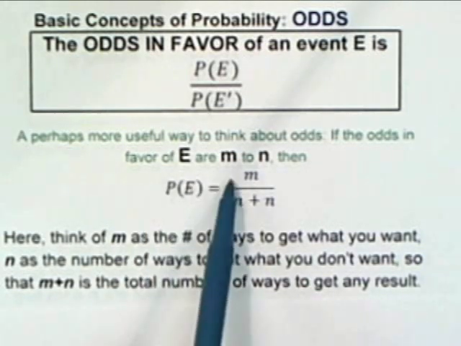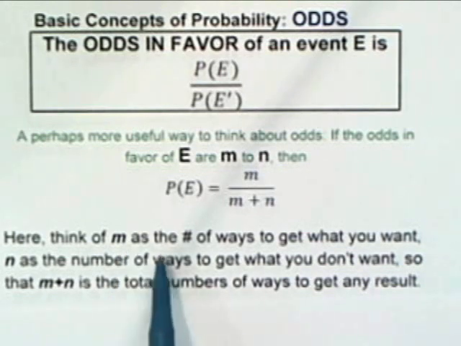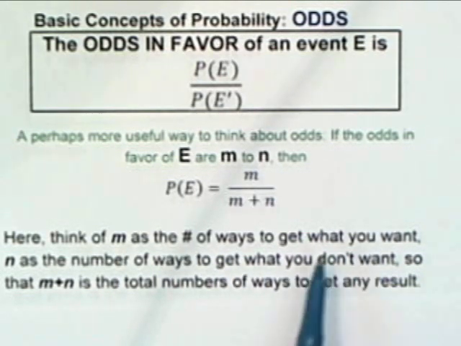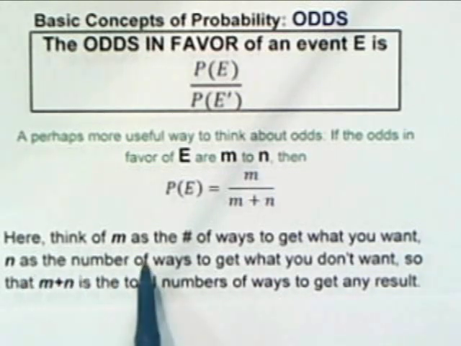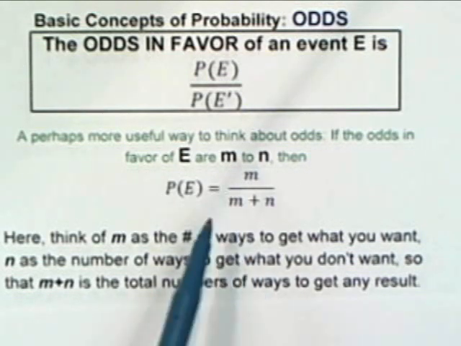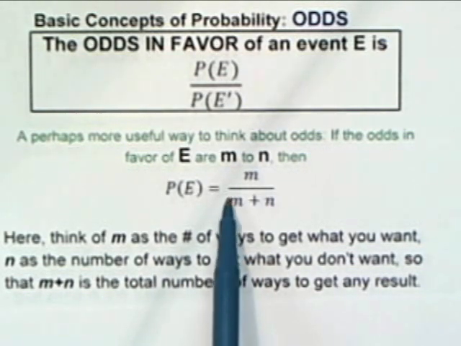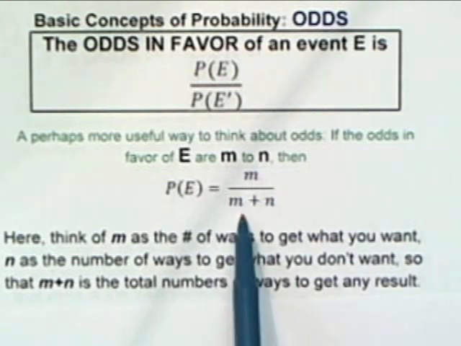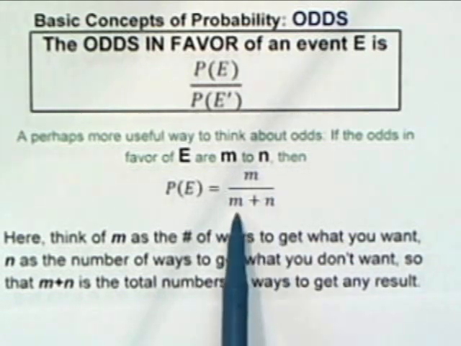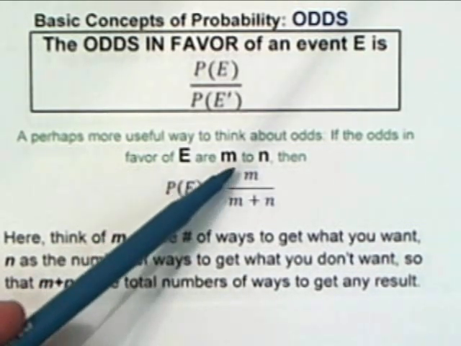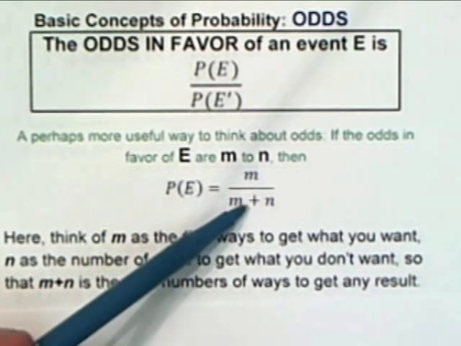If we think of two numbers m and n, where m is the number of ways to get what you want from the sample space, then n, of course, would be the number of ways that you don't get what you want from the sample space, making the sum m plus n the total number of items in the sample space. Then the probability that E occurs is m over the quantity m plus n.